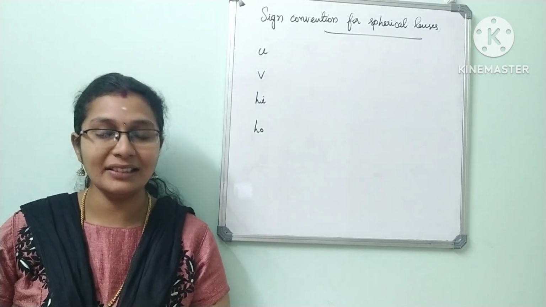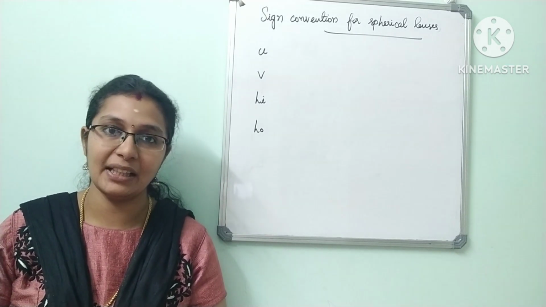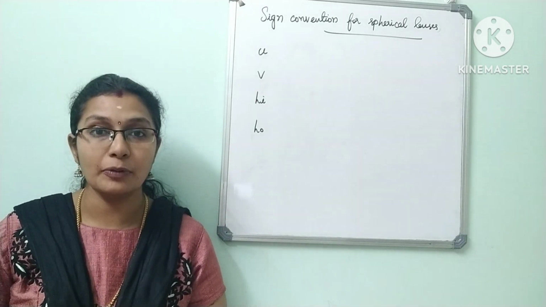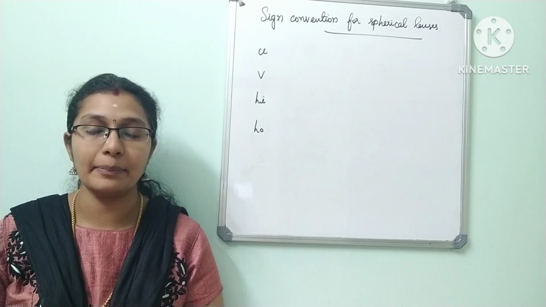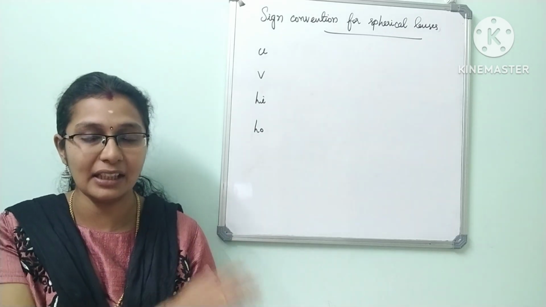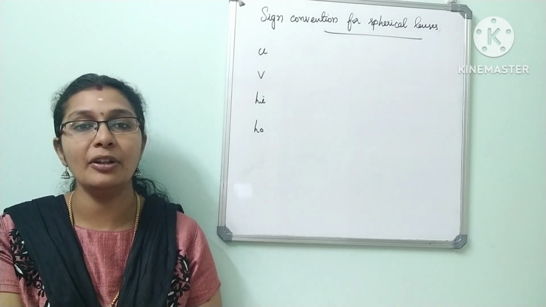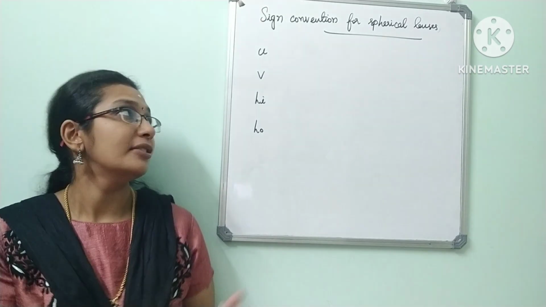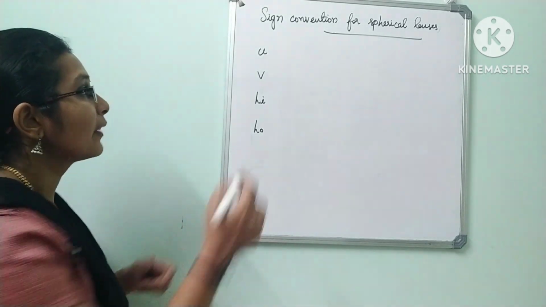So I hope you are all thorough with sign convention for spherical mirrors, right? Then this is very easy actually, and this is one of the most important topics for this chapter because numericals are based on sign convention only. So only when you have the correct sign convention you will get the right answer. Okay, so listen to this carefully.